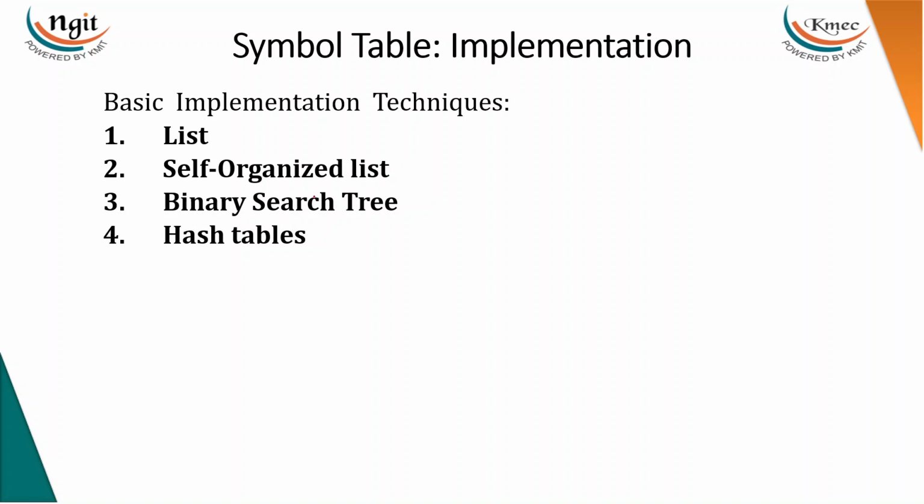The next one is the binary search tree. You know the binary search tree property. How the tokens are stored in a binary search tree, we'll discuss with examples. And then the hash table. The main concepts of a hash table are the key and the hash function.